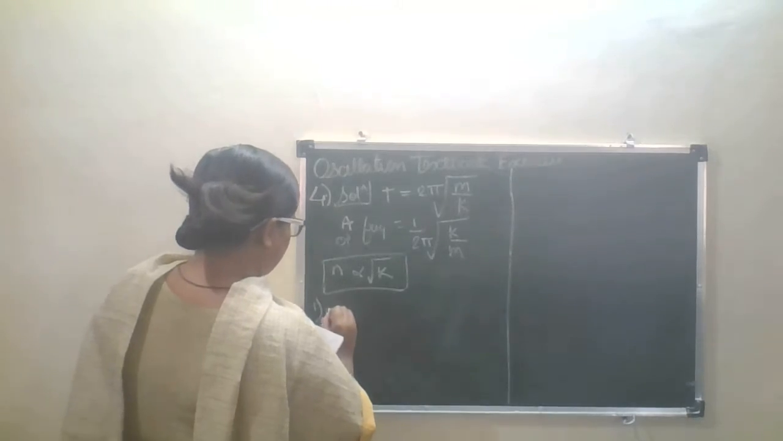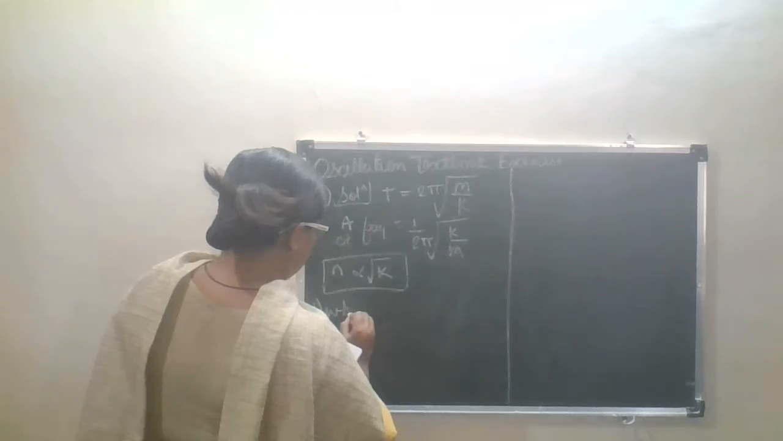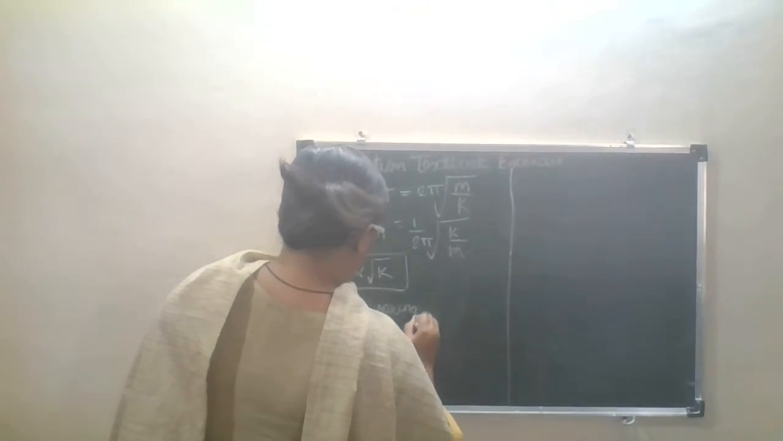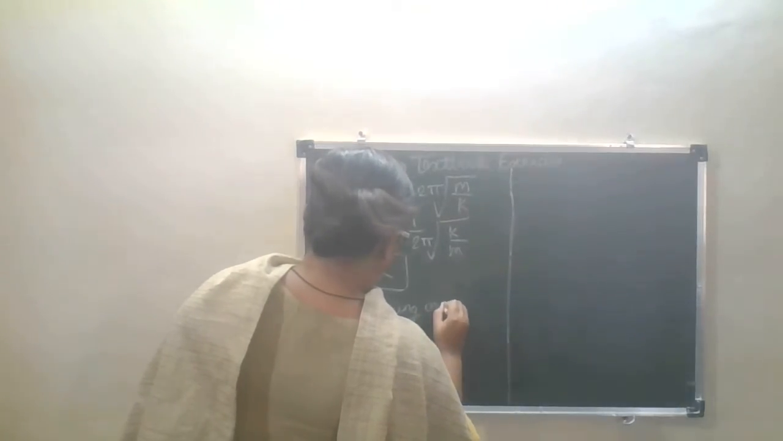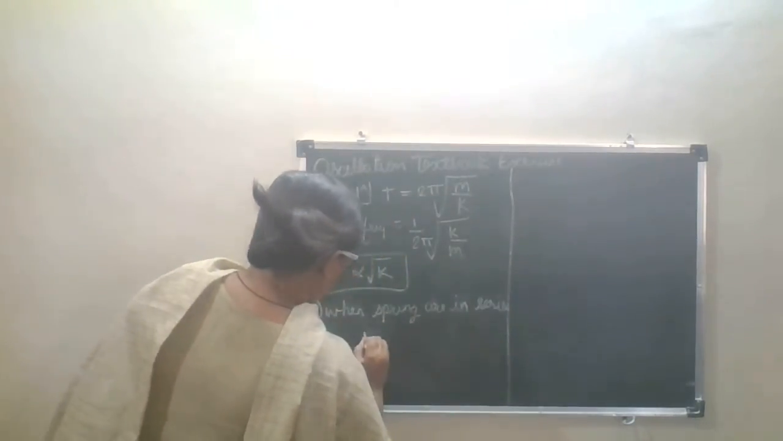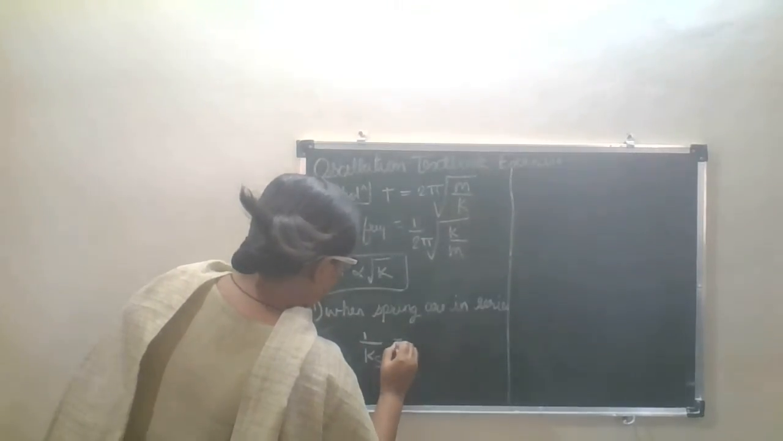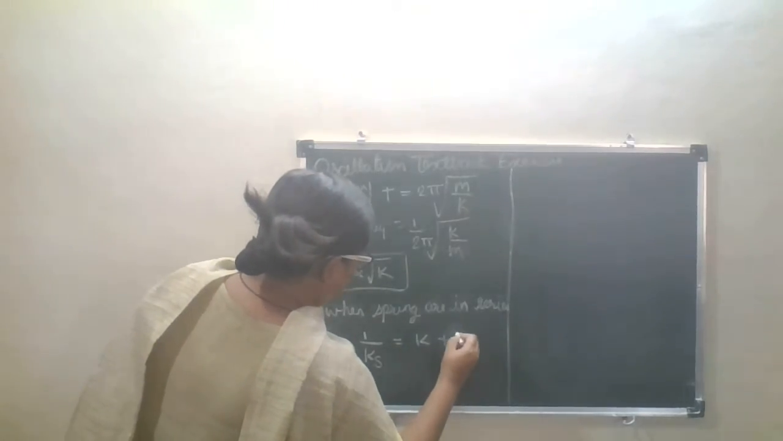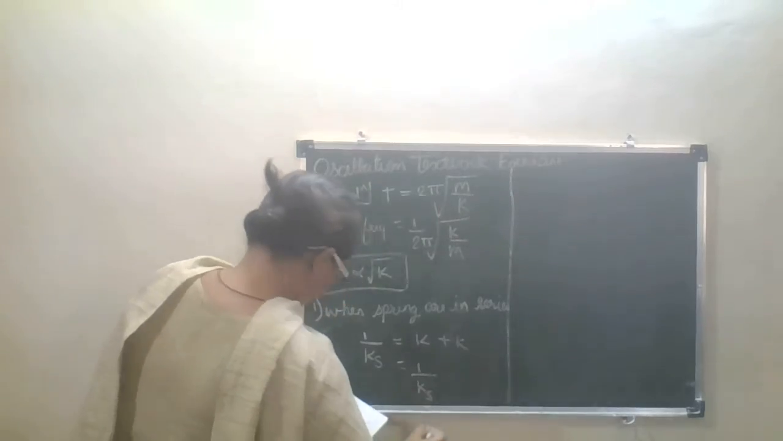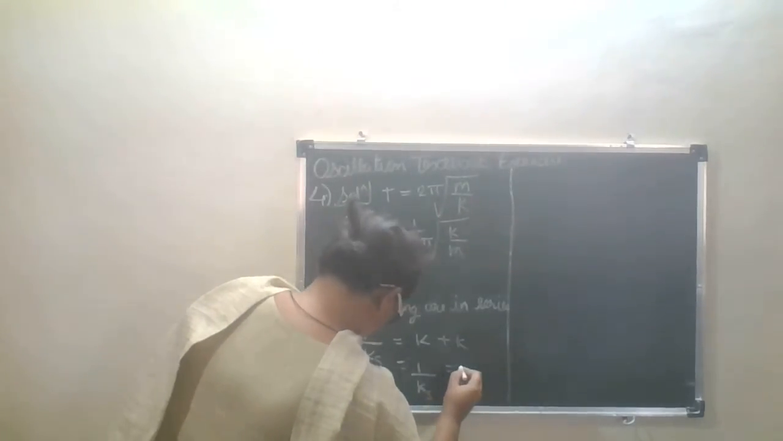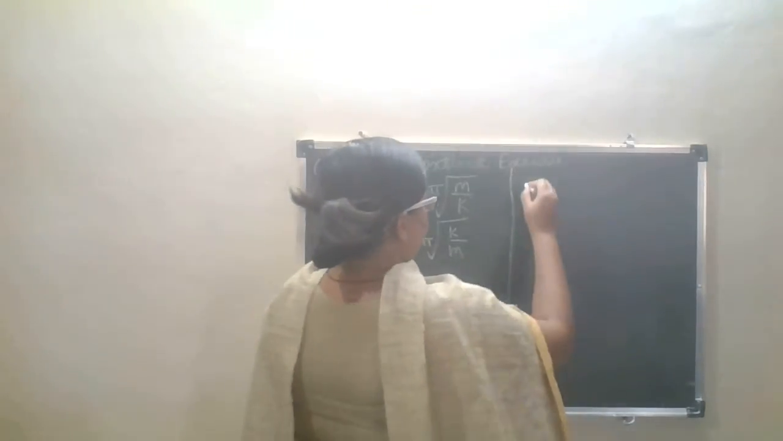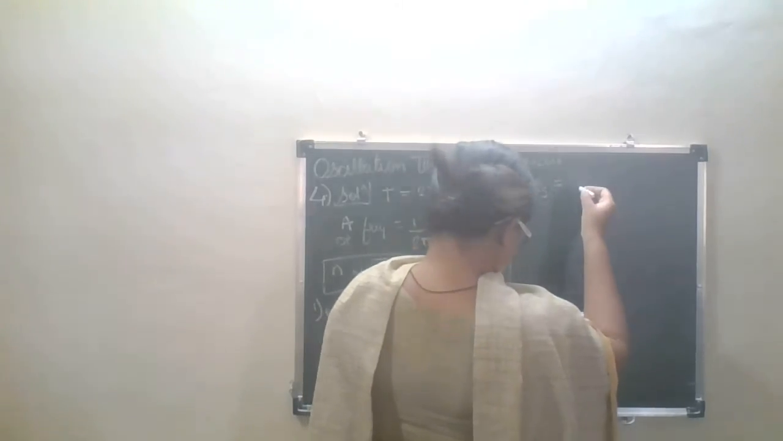First, read out the question. When the two springs are connected in series, then 1 upon k suffix s for series is equal to 1 upon k plus 1 upon k, which is equal to 2 upon k, and ks is equal to k by 2.